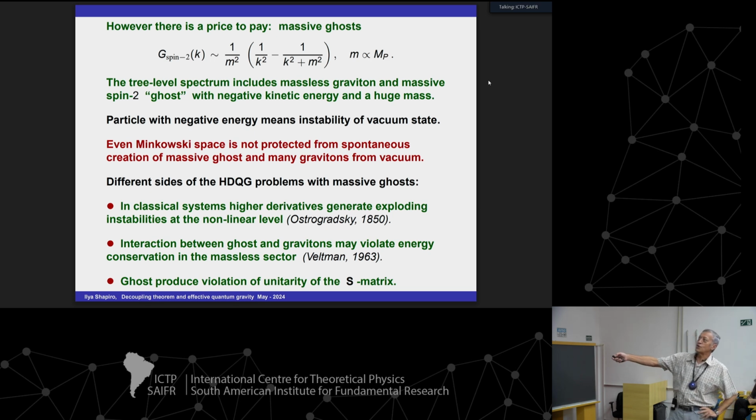So first, this indication that this theory may produce instability was done by Ostrogradsky in this work of 1850, which is remarkable because, as far as I know, this is a unique paper which is cited as a paper from the 19th century. At least I don't know other examples. Then there was a very nice paper by Veltman.